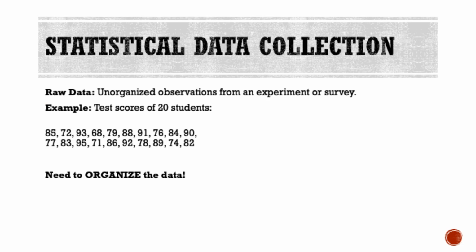Let's look at how statistical data is collected and organized. Raw data consists of unorganized observations from an experiment or survey. Here's an example: test scores of 20 students. The data is scattered and difficult to interpret. We need to organize it. The steps in data organization are: first, arrange the data in order, either ascending or descending. Second, group the data into classes or intervals. Third, count the frequencies in each class. Fourth, present the data using tables and graphs.